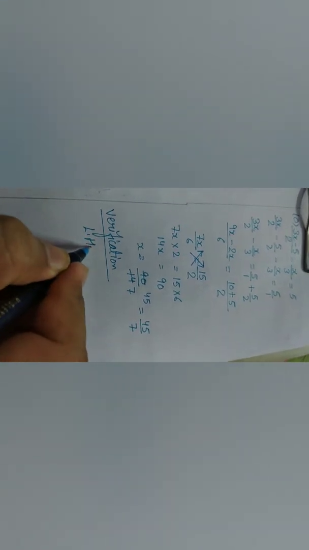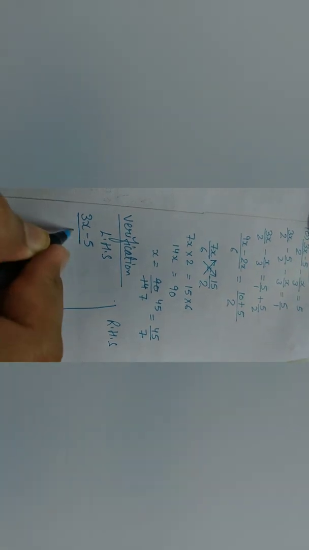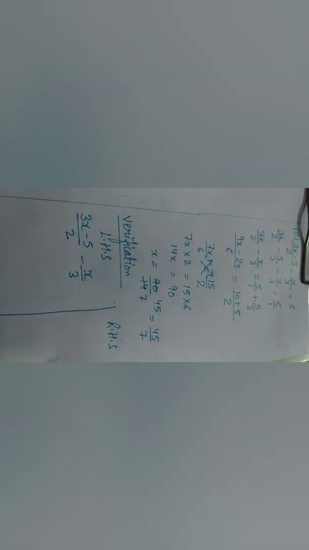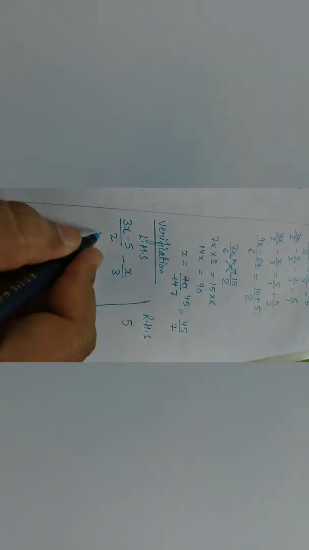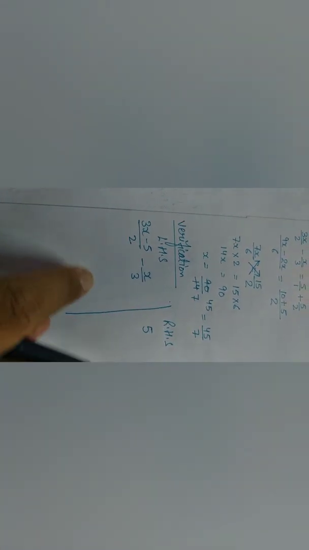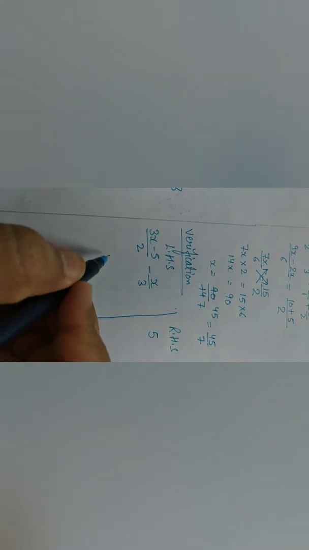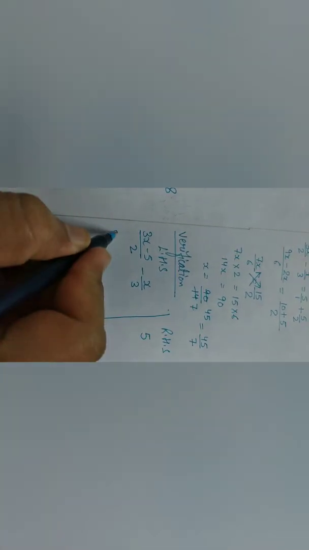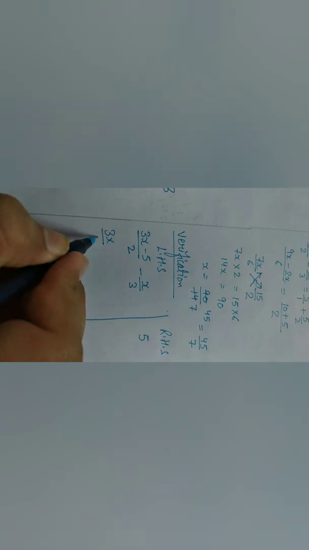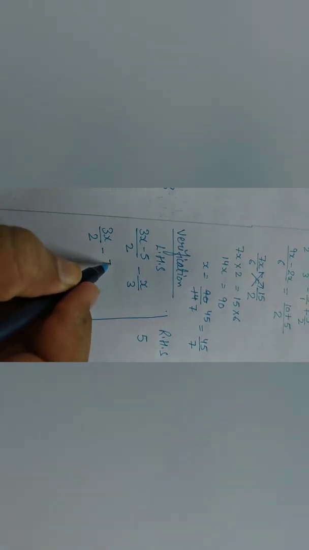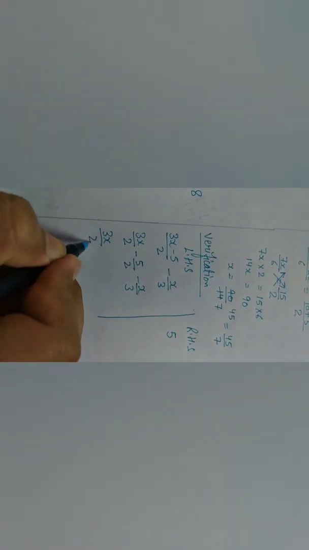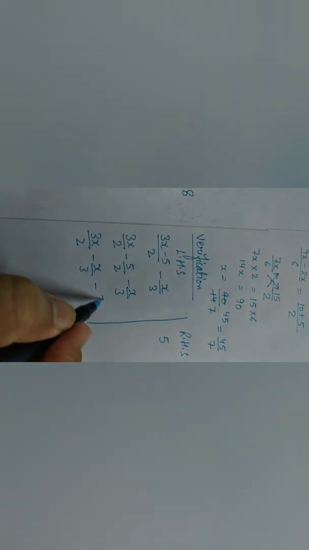Make two columns, one for the LHS and second one for the RHS. In LHS, you are having 3x minus 5 upon 2 minus x upon 3. Right? In RHS, you are having 5. Solve one side at a time. After that, you can solve the second side. First of all, LHS. 3x upon 2 minus 5 upon 2 minus x upon 3. Right? So, 3x upon 2 minus x upon 3 minus 5 upon 2.